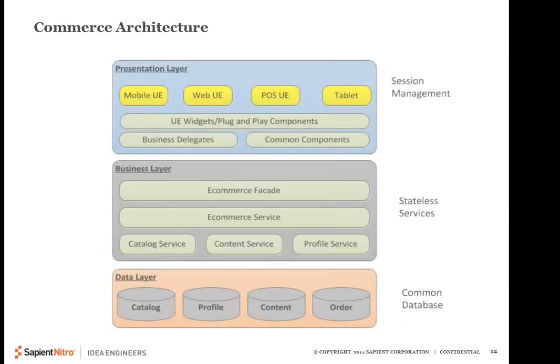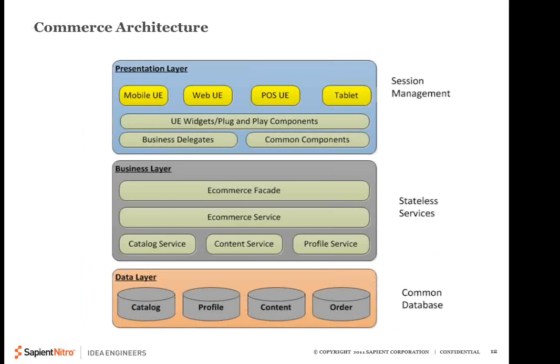Yeah, if you look at the multi-channel platform, we have 3 layers. This is similar to any other Java J2EE layer architecture, but it also has more components to it. In the presentation layer, we have UIs, basically the presentations for mobile, web, POS, tablet, or any other channel. And we have UI widgets, plug-and-play components, and business delegates and components.